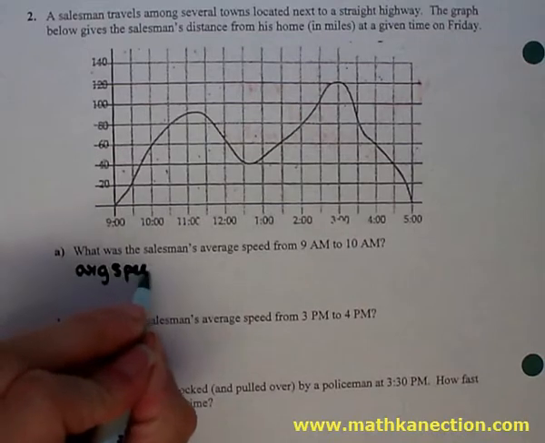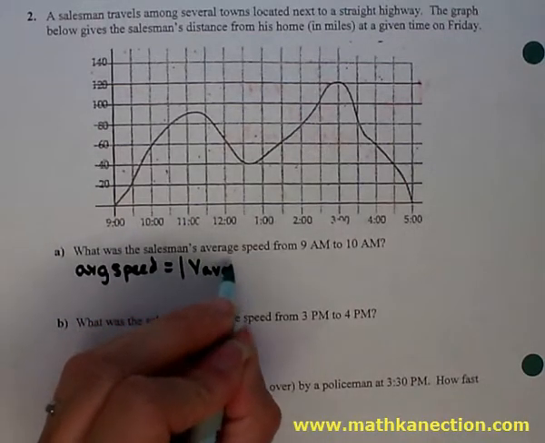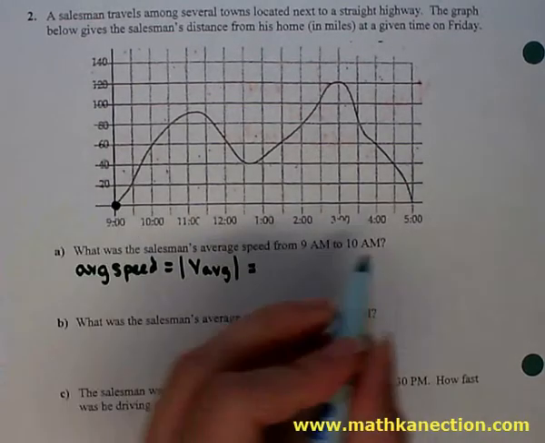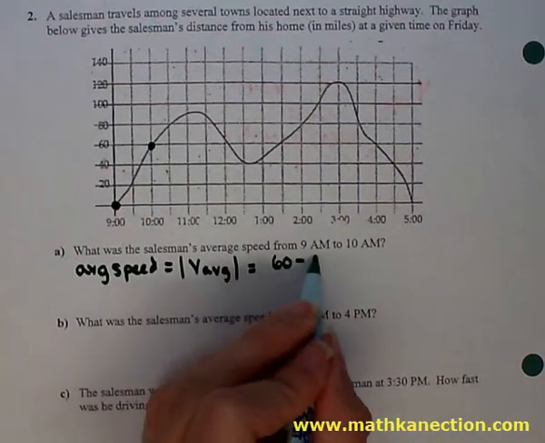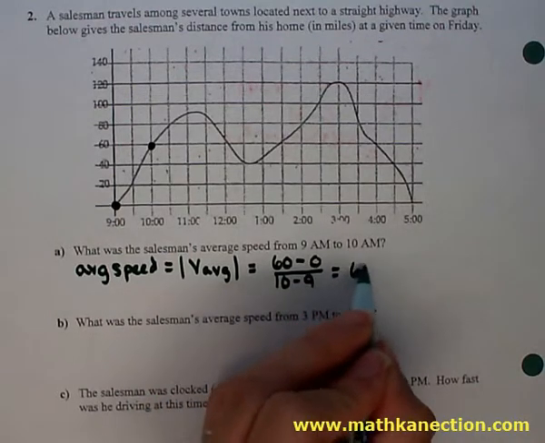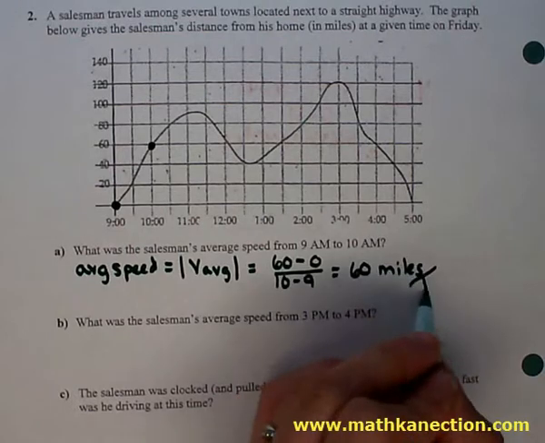Given the graph of the salesman's distance from home given time t, we're going to find the average speed. Average speed is the absolute value of the average velocity. So finding the average velocity, change in distance over change in time, taking the absolute value of that answer, so 60 minus 10 over 10 minus 9. So we'll get 60, the numerator measured in miles, the denominator in hours, so 60 miles per hour.